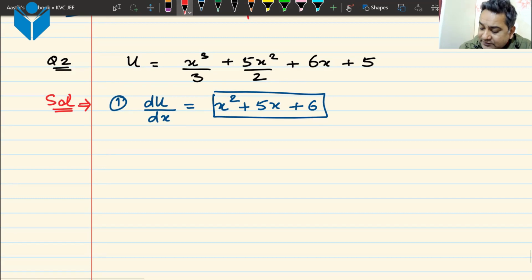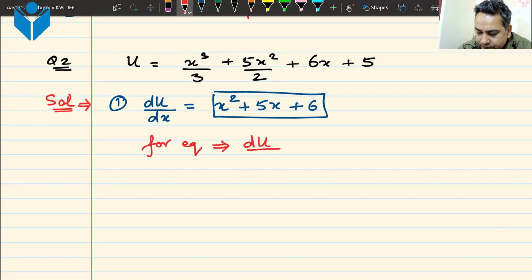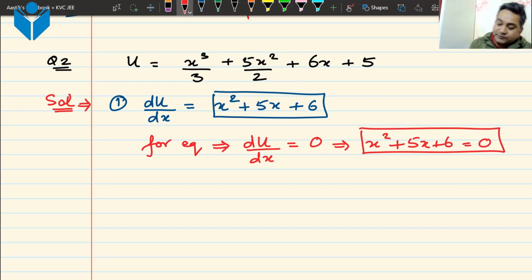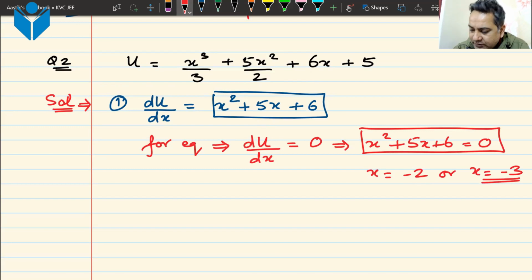Now for equilibrium, let us equate it to 0, right? For equilibrium, du by dx should be 0. That implies x squared plus 5x plus 6 is equal to 0. This is a simple quadratic equation. Have you solved it? What are the solutions for this? Minus 3 and minus 2. x shall be equal to minus 2 or x shall be equal to minus 3. Absolutely correct. Simple maths, no complications. That was step number 1.